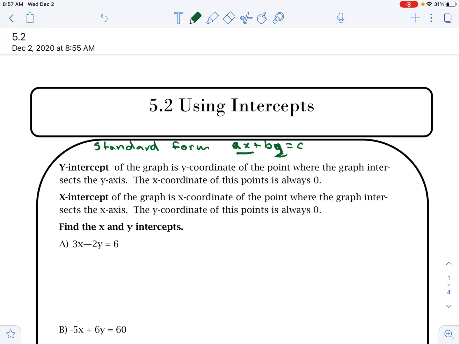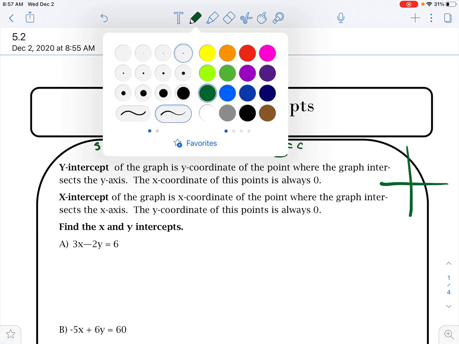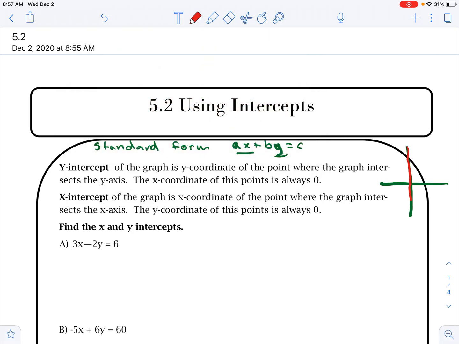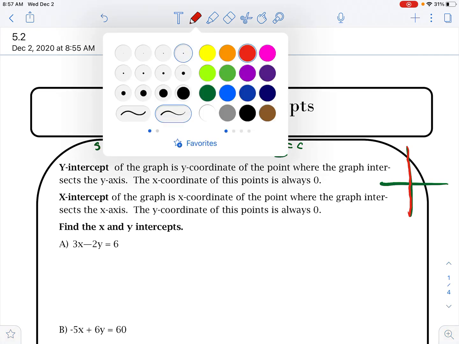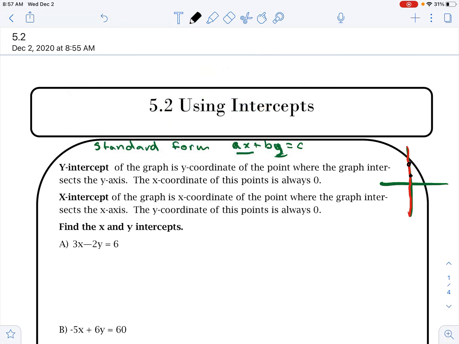Rather than just randomly choosing a list of points, we're going to find the intercepts. If I had a graph like this, where does it cross the x-axis and where does it cross the y-axis? At which point does it cross that red line? Is it up here? Is it down here? Once we find both, we just connect them and we'll have it.